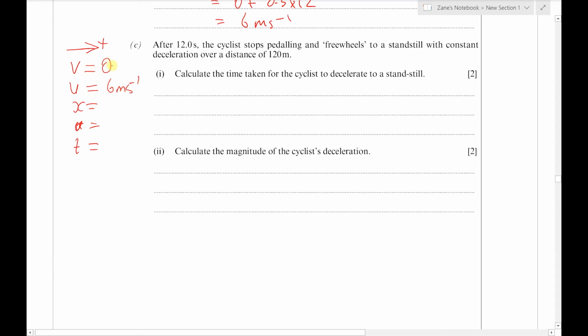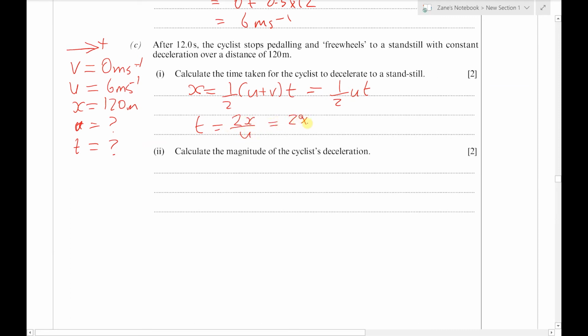The cyclist gets to a standstill, so the final velocity is 0. The distance is 120 meters, and here both a and t are unknowns. In the first part of the question, we're trying to find the time, so we're going to use the equation that hasn't got acceleration in, which is x equals a half (u plus v) times t. Now here the v is 0, so that simplifies to x equals a half ut. We're trying to find the time, so a quick rearrangement of that will give us 2x over u.